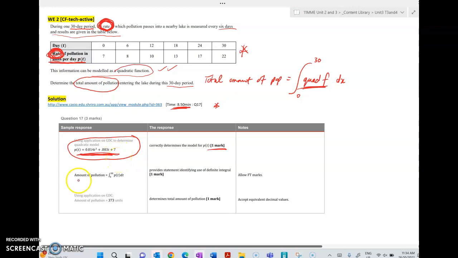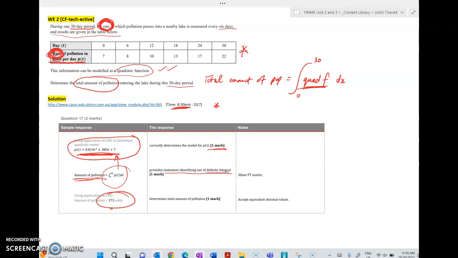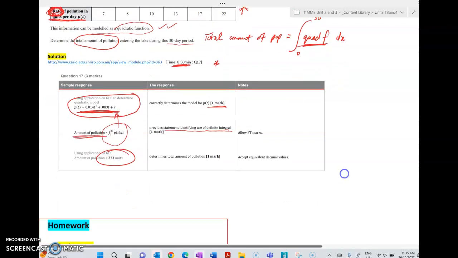Then you need to understand, to find the total amount of pollution, you need to integrate this function. And you've got to put in a lower bound and an upper bound, the 0, 30. So it says provide statement identifying use of definite integral. And then you just type that into your calculator and you get your answer 373. So again, it relies very heavily on your calculator skills. So please make sure you understand the theory behind this and then practice on your calculator.